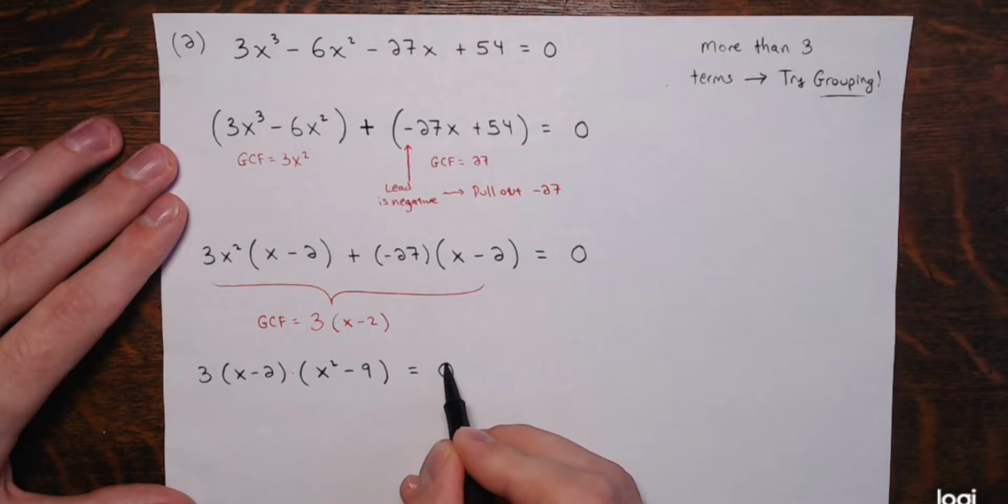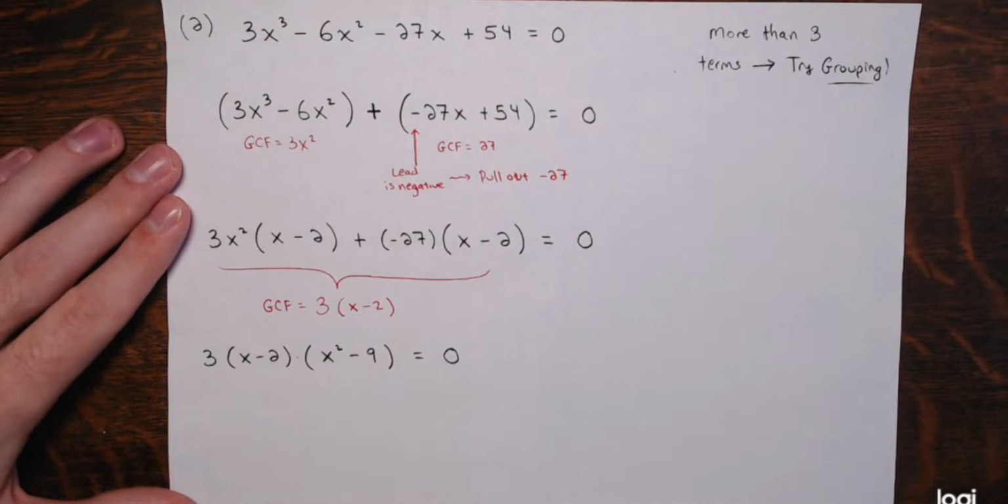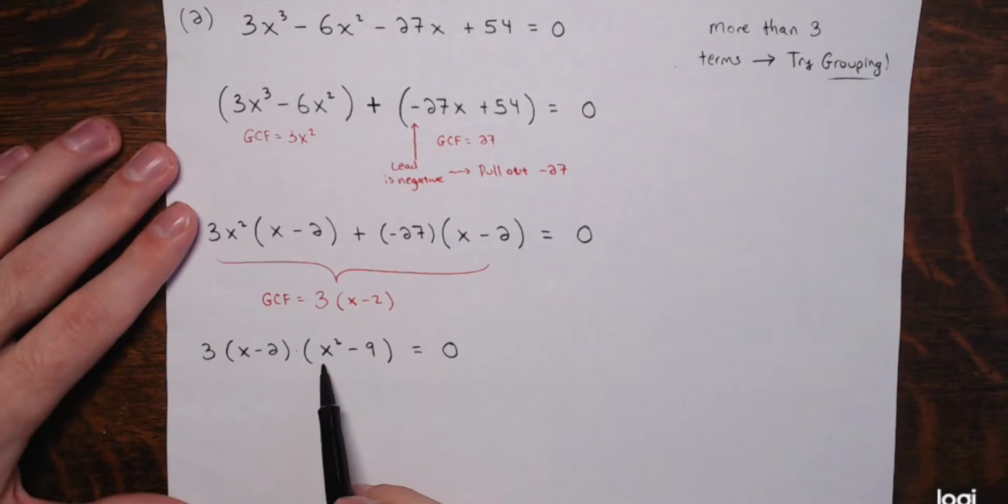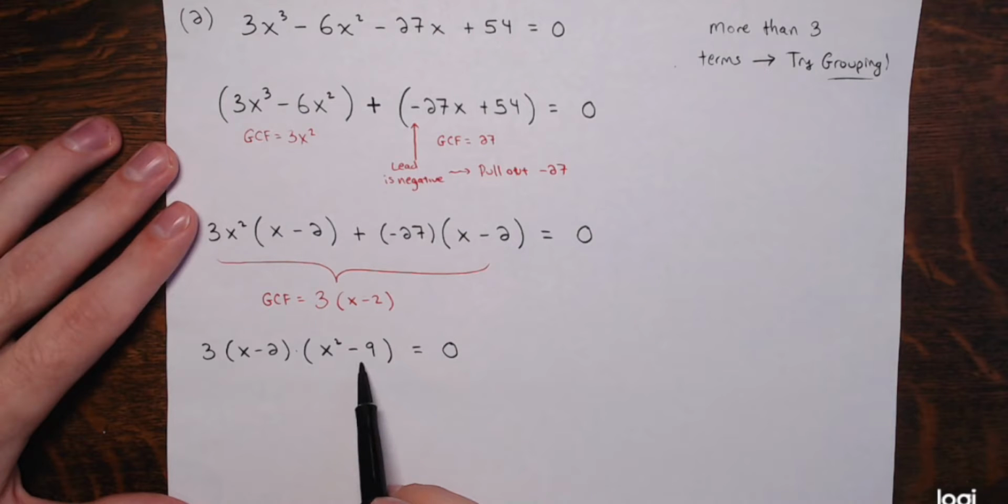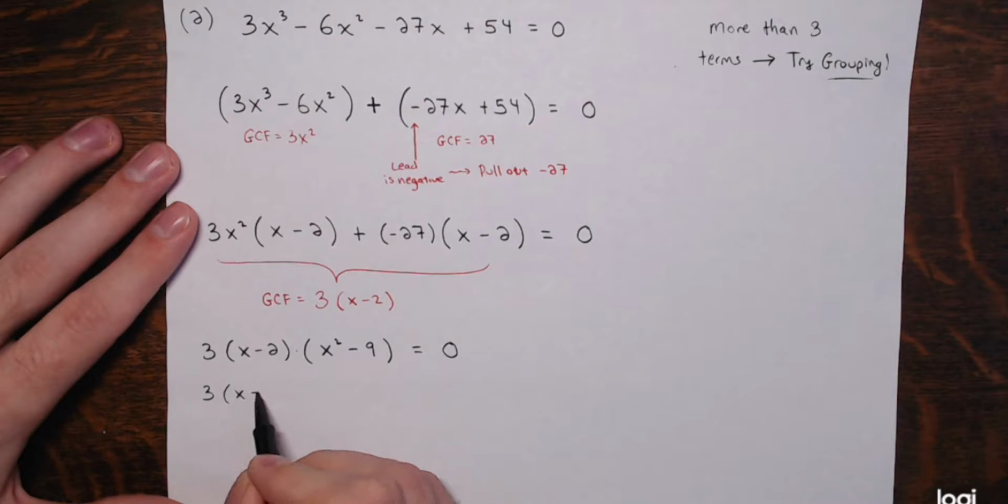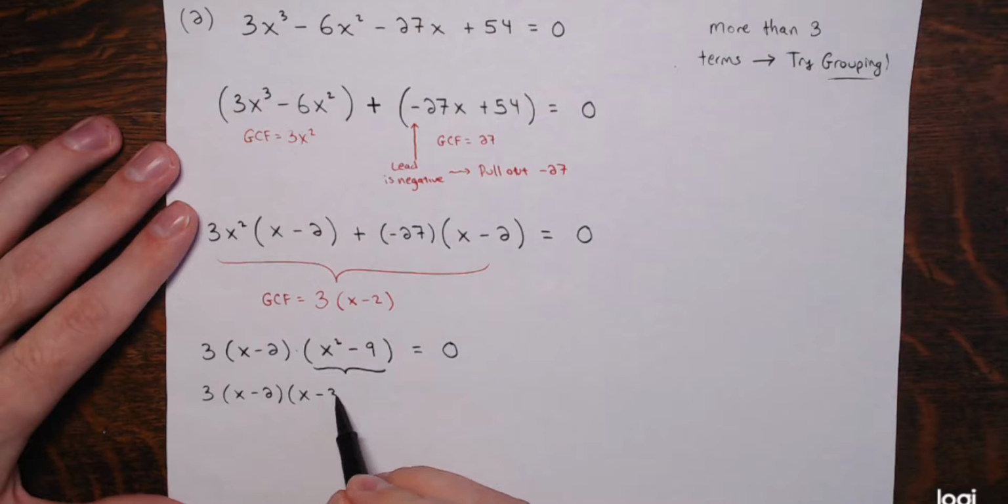Okay, so I'm almost done. Again, I should have pulled out this 3 in the beginning, so sorry. And then finally, we're not done yet. X squared minus 9 can factor even further, right? This is another difference of squares, x squared minus 3 squared. So we have 3 times the factor x minus 2 times, and then x squared minus 9 factors to x minus 3 times x plus 3.